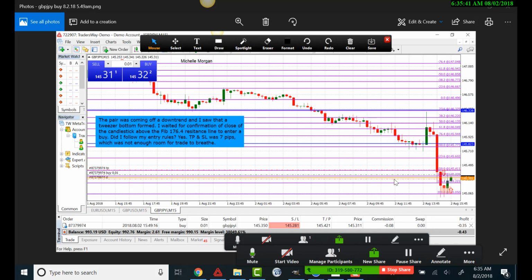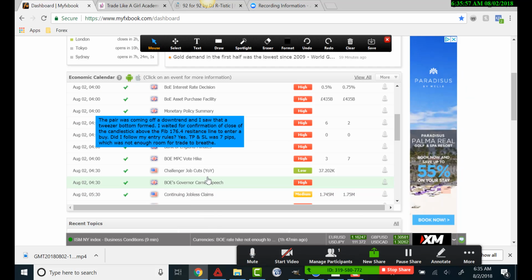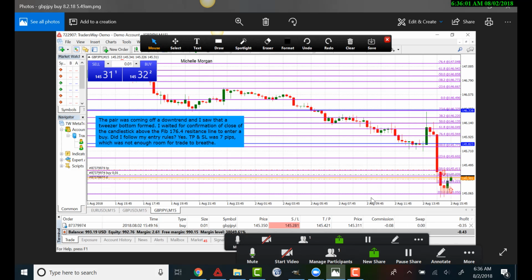So as we can see, prior to getting into the trade, there was heavy volume here. This was at 4:45 a.m., after a speech by Bank of England Governor Carney. His speech came out at 4:30, and at 4:45 there was huge volume, downward momentum, a downtrend.